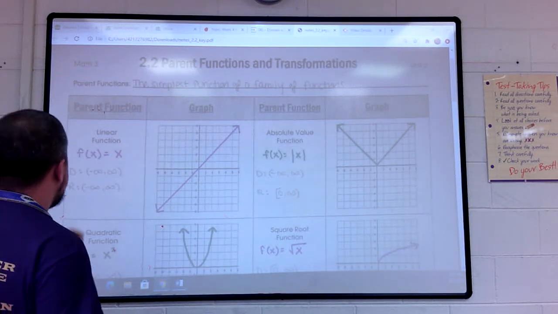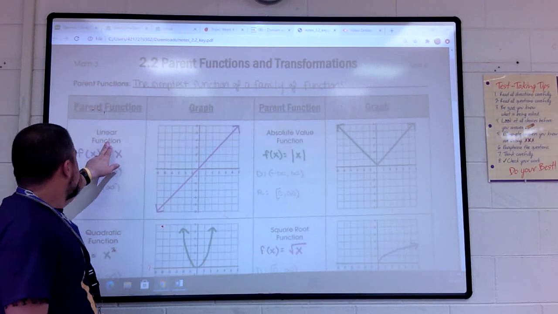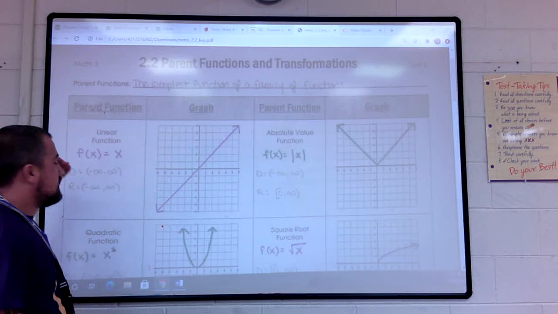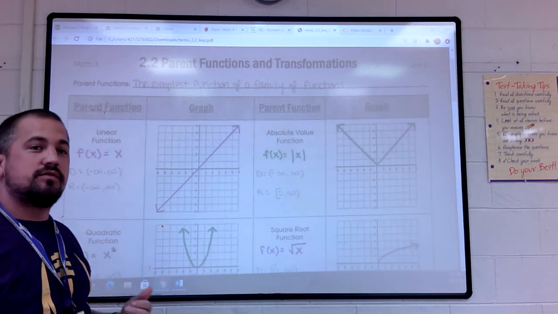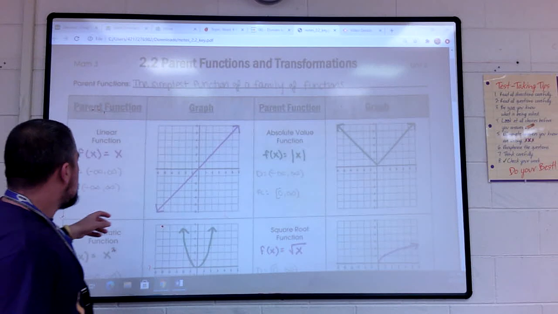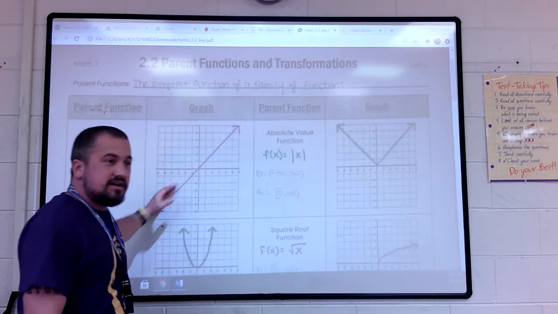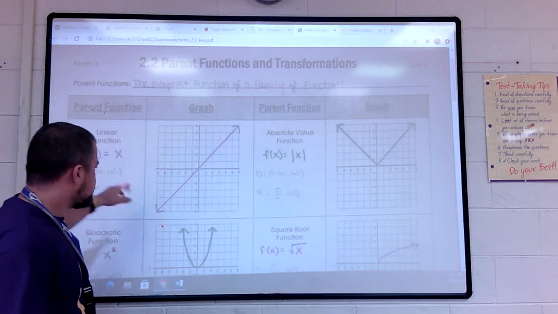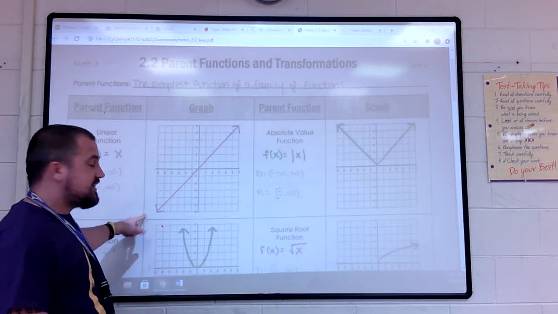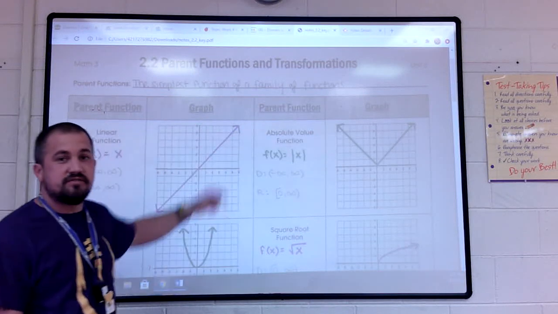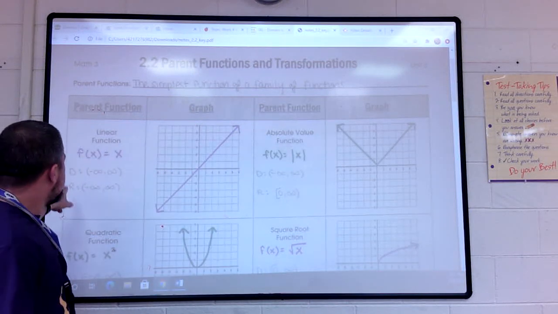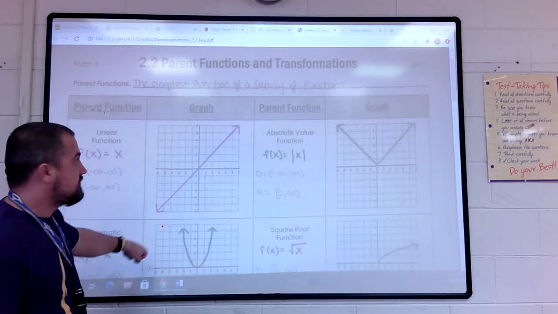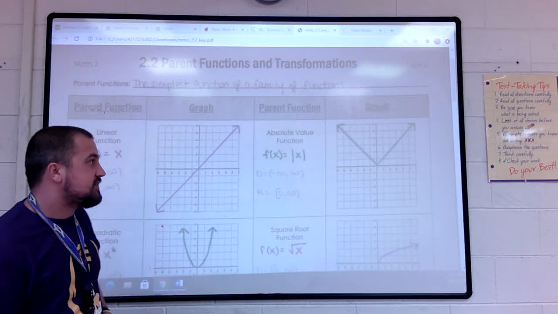So the first one is a linear function. A linear function is y equals x. That's the equation, y equals x. So it just goes x to the first power. You don't have any exponents or anything. A linear function looks like a straight line. The domain of this one goes from negative infinity, all the way to the left, to positive infinity, all the way to the right. The range goes all the way down to negative infinity and all the way up to positive infinity.